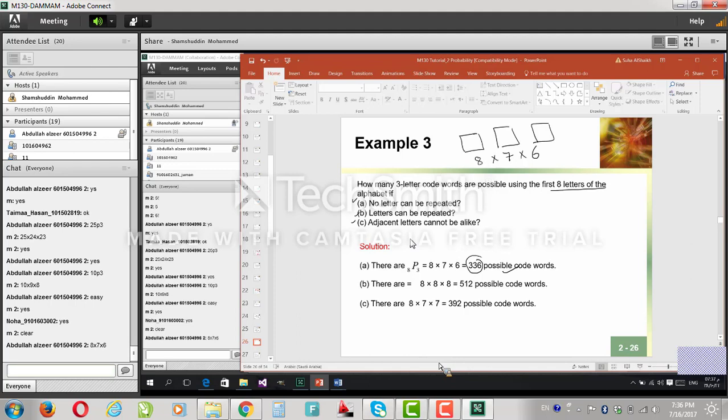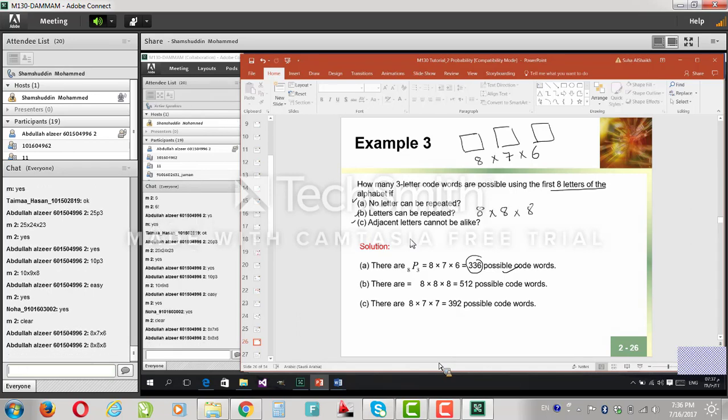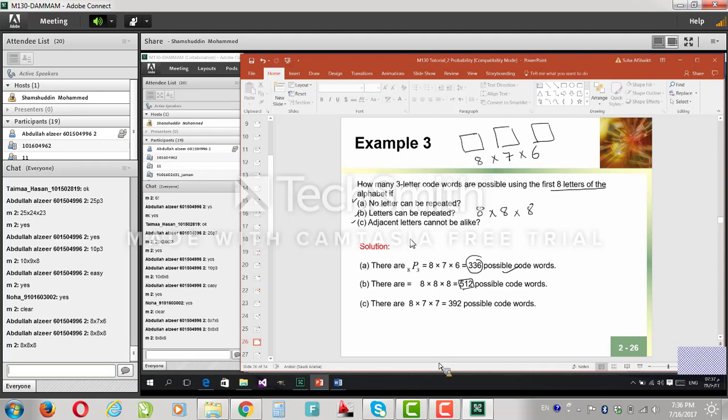Repeat it. 8 and an 8 and an 8, correct, 512. Now in C, adjacent letters cannot be alike. Adjacent letters means next to each other, they cannot be alike.